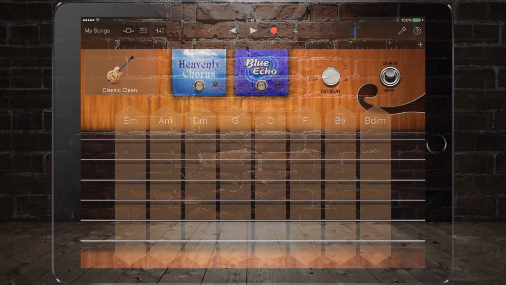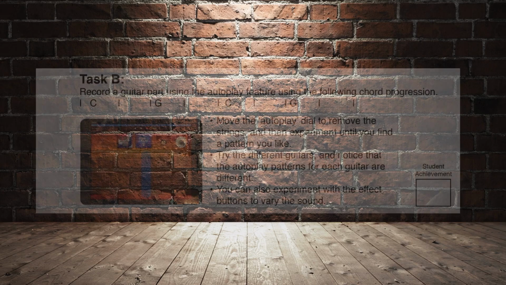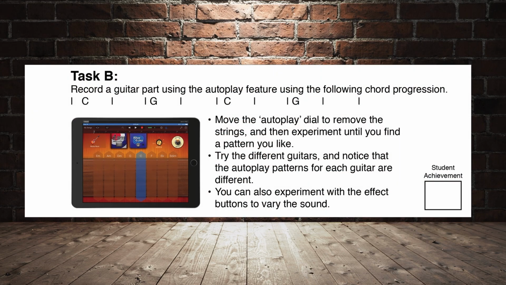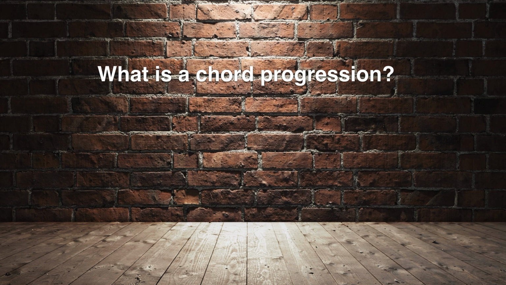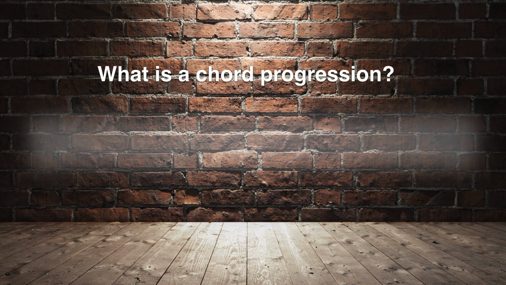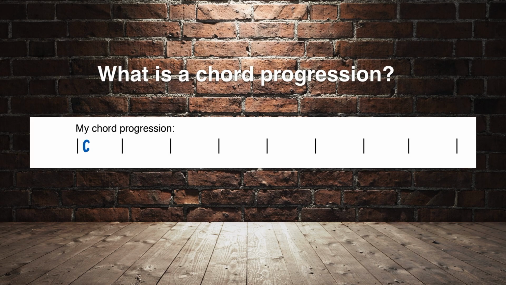Now moving on to task B, this says to record a guitar part using the autoplay feature using the following chord progression. So, what's a chord progression? Well, a chord progression is just a sequence of chords and it's usually written on a piece of paper like this with vertical lines. And the vertical lines refer to bars. So you see here we have a C and then we have an empty bar before the G. So this means that we play C for 2 bars and then we have the G for 2 bars and then we go back to C at the end.